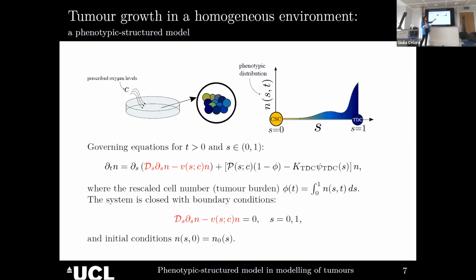And then we have a second term instead, which is this advective term that determines how the environment, so the oxygen level C, shapes the behavior of cells, drives the movement of cells along this axis. And of course, we have a no-flux condition because cells can only exist in this finite interval. And we have an initial condition.